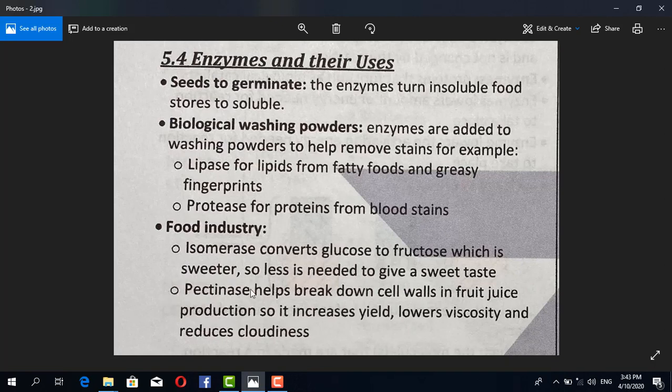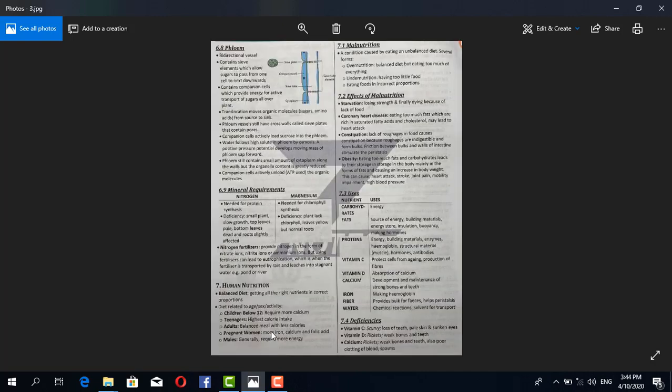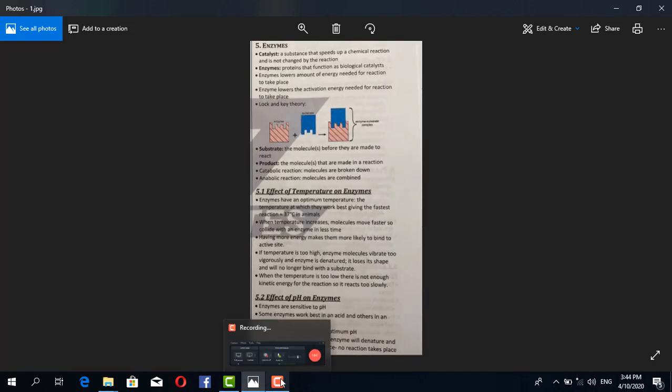And pectinase is an enzyme that helps to break down the cell walls in fruit juice. For example, if I've got a lot of apples or oranges and I just squeeze them, part of the juice gets out, but I'm pretty sure there is a lot of juice trapped inside the cells of the fruit. So I could add pectinase to help break down the cell walls in fruit juice production, so it increases the yield, lowers the viscosity and reduces the cloudiness, and I would have much more juice.